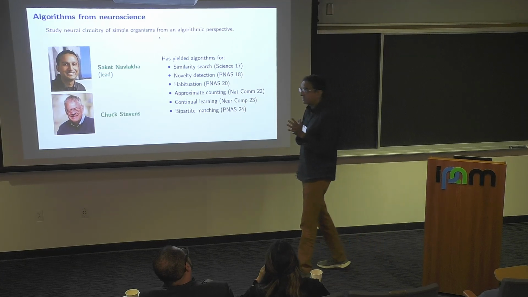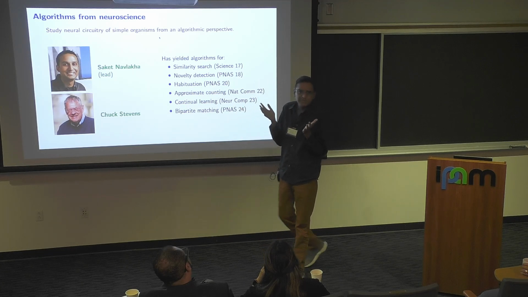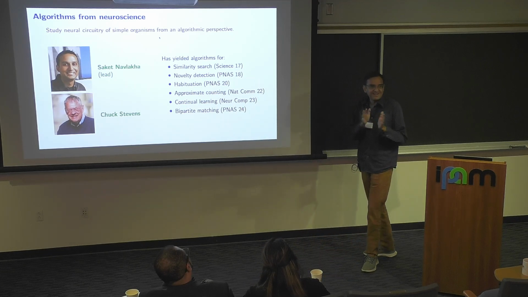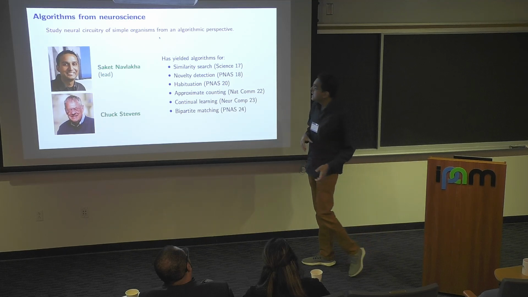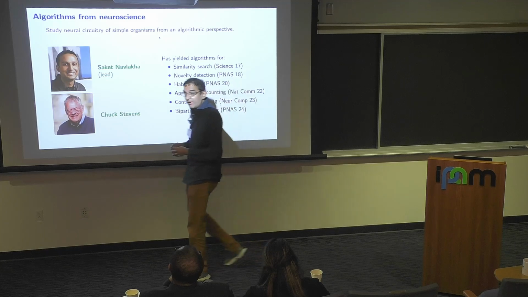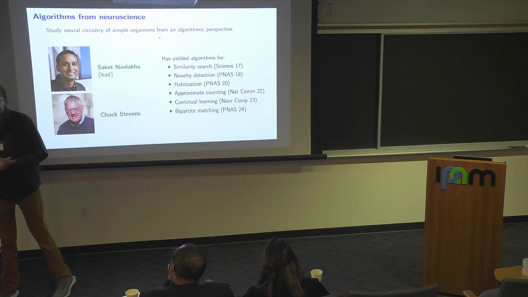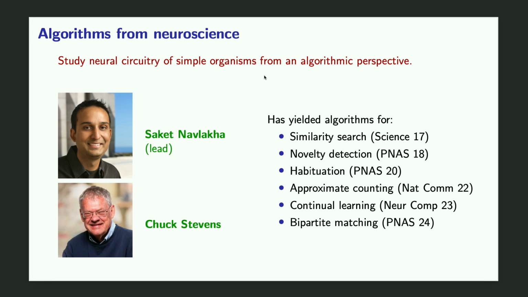And I myself know precious little about neuroscience, so I was very intrigued, like, well, what do you mean? Like, how can there possibly be random projections in a brain? But we looked, and there did seem to be random projections, and then we started peeling back further layers of the circuitry and found algorithms for all sorts of tasks, like novelty detection, approximate counting, continual learning, and so on, okay? And in each case, we were able to bring these algorithms back into computer science and found that they worked pretty well, okay? So I'll talk about some of this.